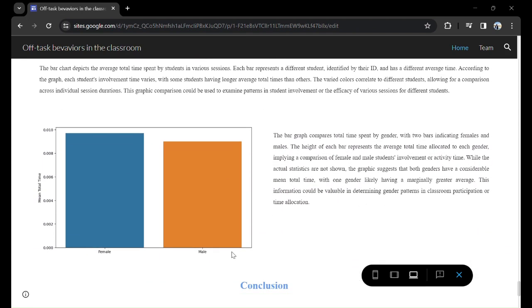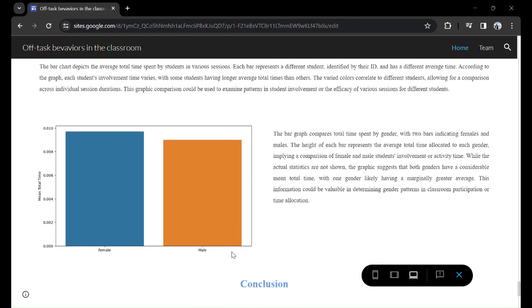And coming to the second thing, the two bars represent male and female in the bar graph, which compares the overall amount of time spent by gender. The average time allotted to each gender is shown by the height of each bar, suggesting a comparison of the activity time of male and female students. So this picture implies that both genders have a specific mean time, with one gender perhaps somewhat higher than average.